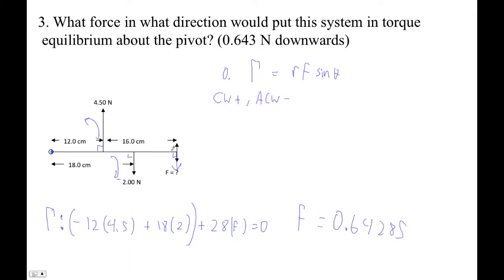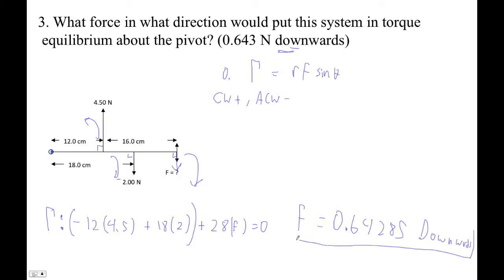now notice that I guessed that this was a downward force. Because it was downward, that would have made this a positive torque. That is a clockwise torque about that point. I guessed that it was positive, I got a positive number, and that means I guessed correctly, that it's downwards.